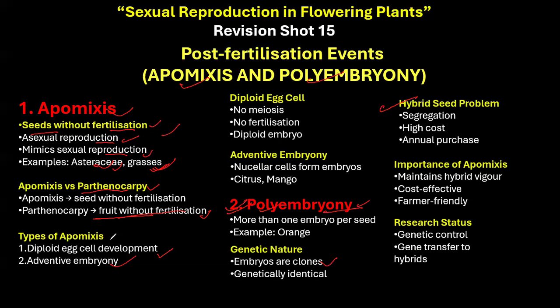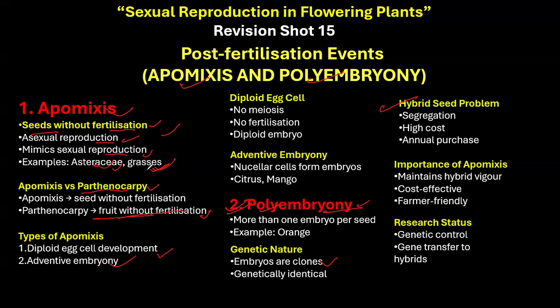Now, what are the types of apomixis? Number one, the apomictic seed can be developed from the diploid egg. No reduction division will happen, meiosis does not occur, and the egg cell will remain diploid. It develops into an embryo without fertilization. So the embryo will be genetically identical to the parent.